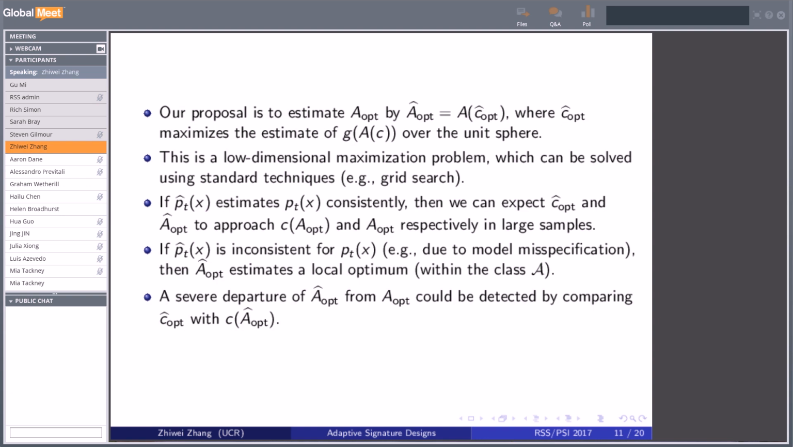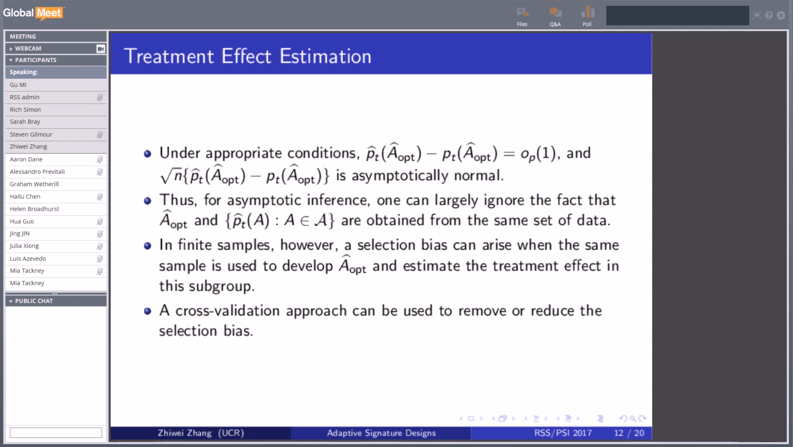It is actually possible to detect a severe departure of A hat from the true optimal subset by comparing C hat with C of A hat under a parametric bootstrap approach, and the details are given in the paper. So now that we have chosen a subset, the next question is how to estimate the treatment effect for the chosen subset, and this is described on the next slide, number 12.